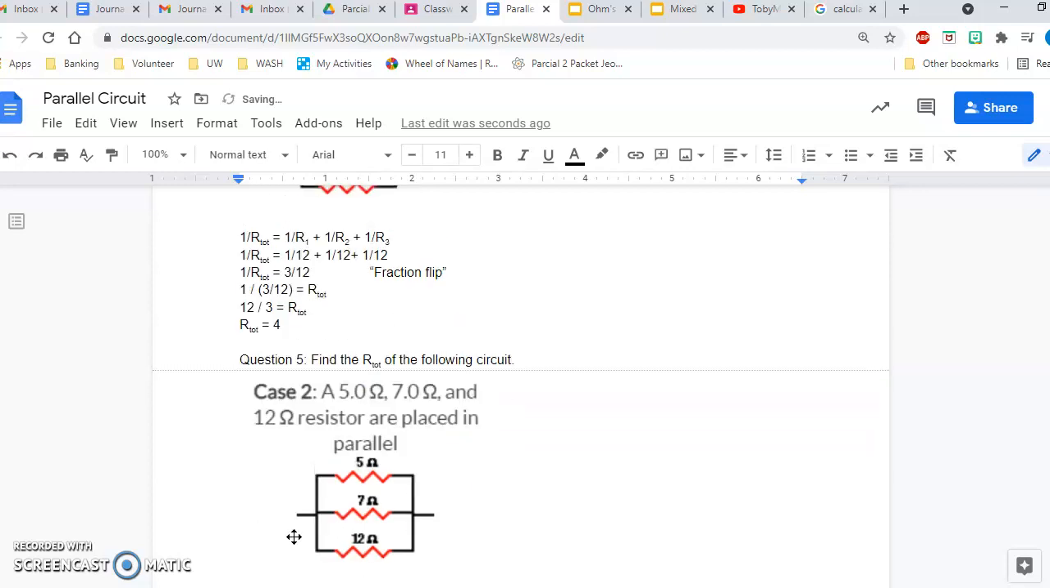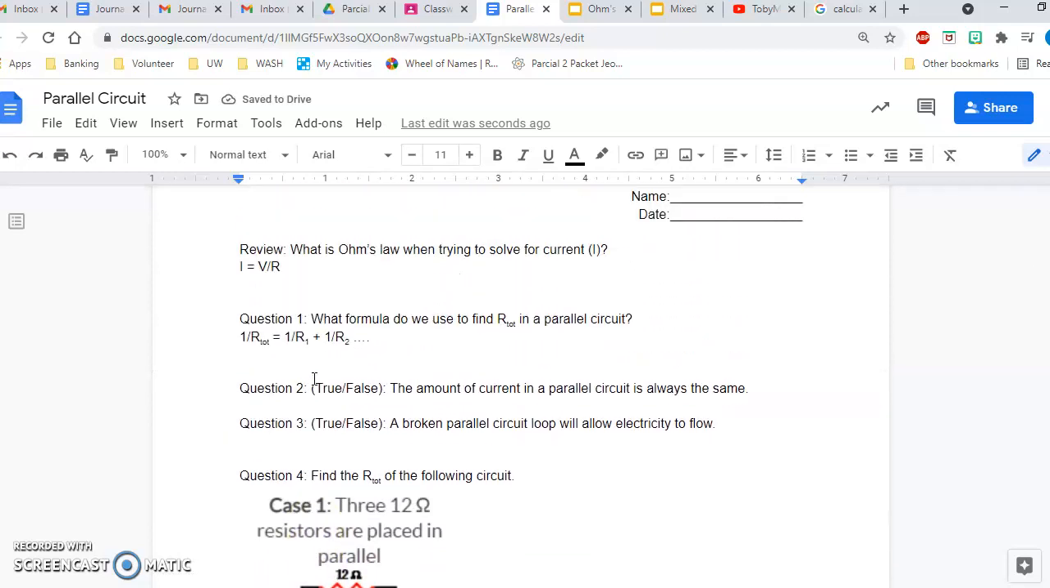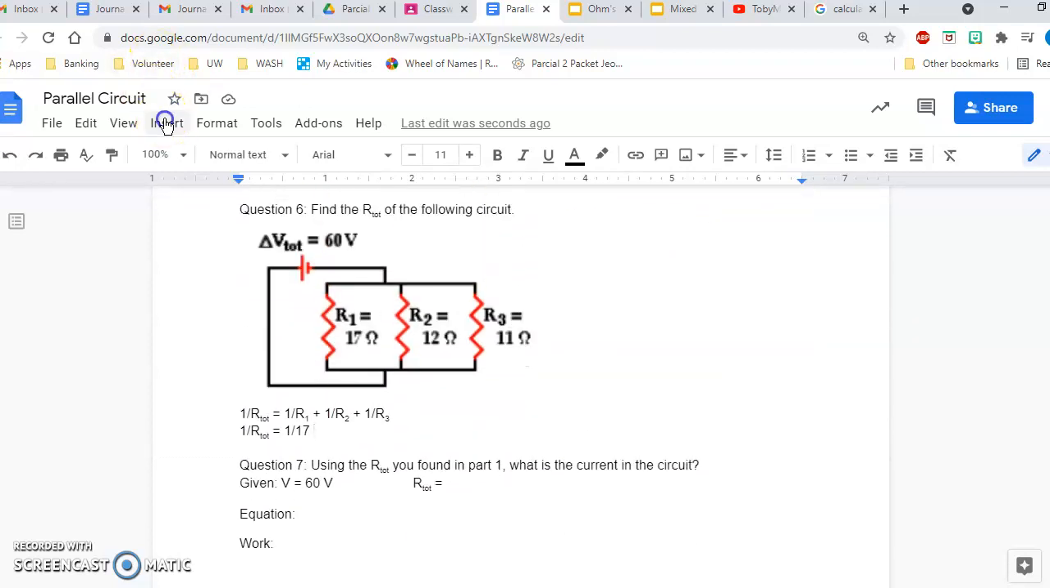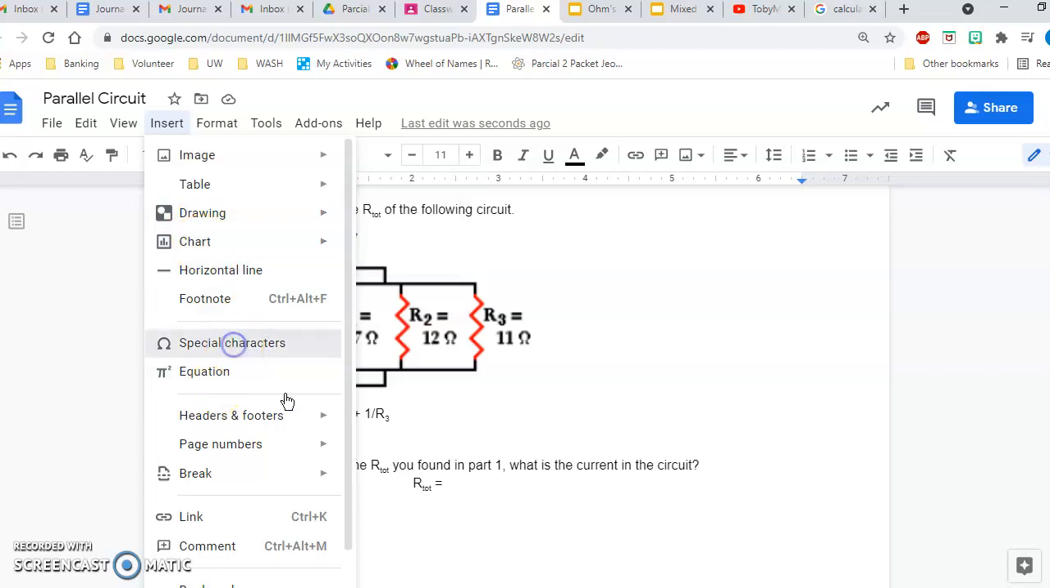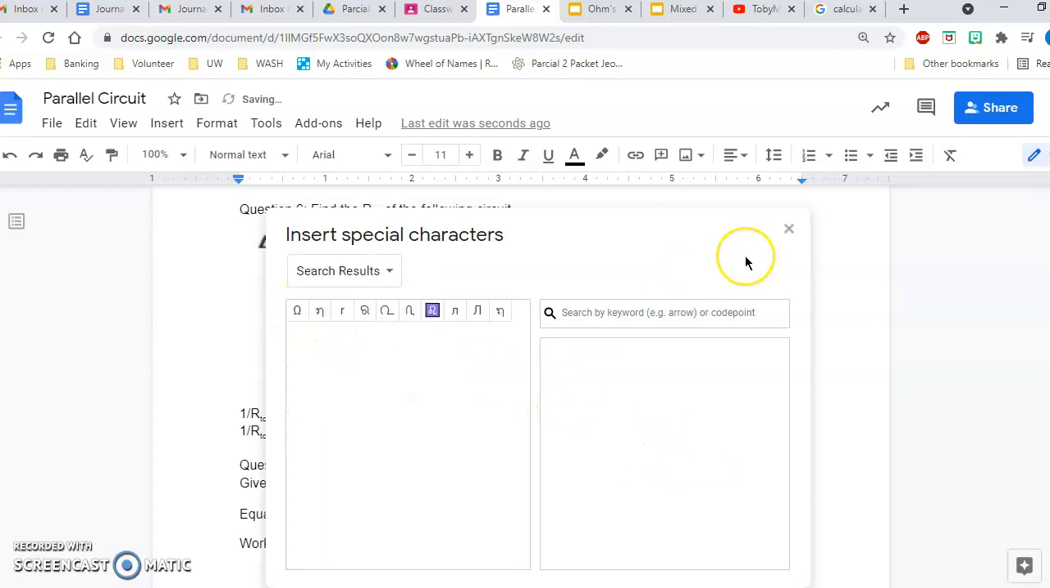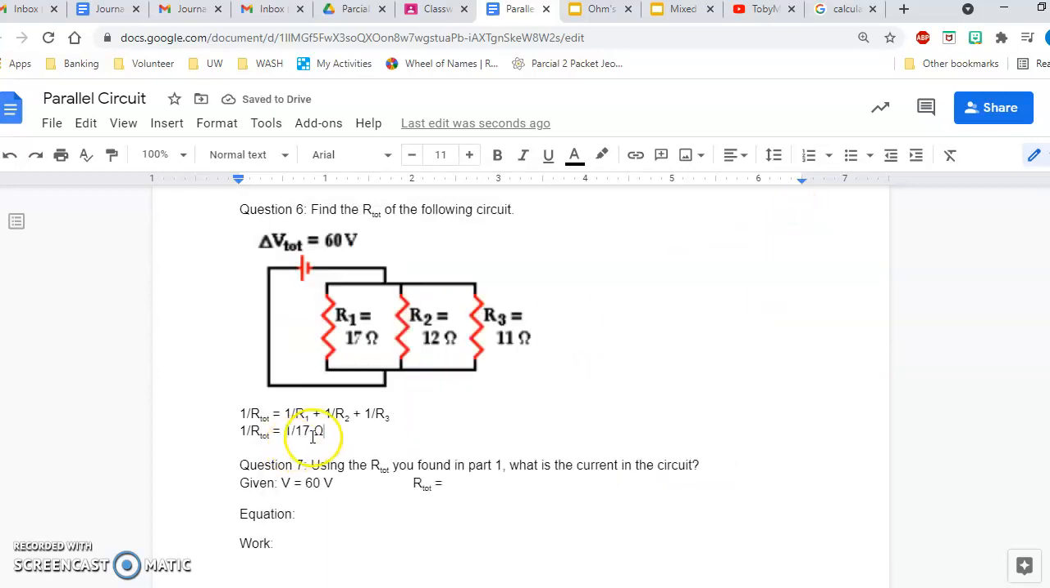Oops, got to copy that ohm symbol. Do I have it anywhere? Okay, so we're going to go to insert, go to special characters, and I like to draw an ohm, kind of like that. You click on it once and it pops up. 1 divided by 17 ohms plus 1 divided by 12 ohms plus 1 divided by 11 ohms.